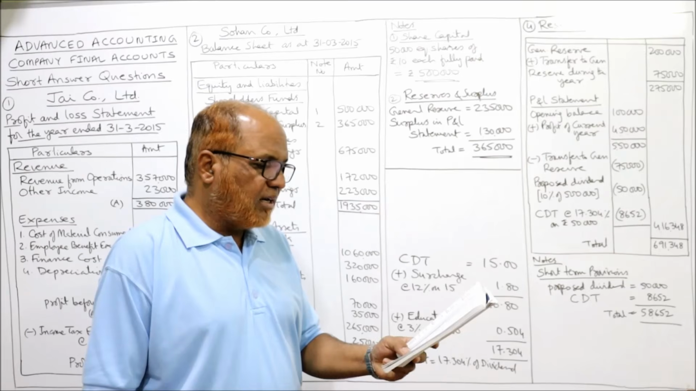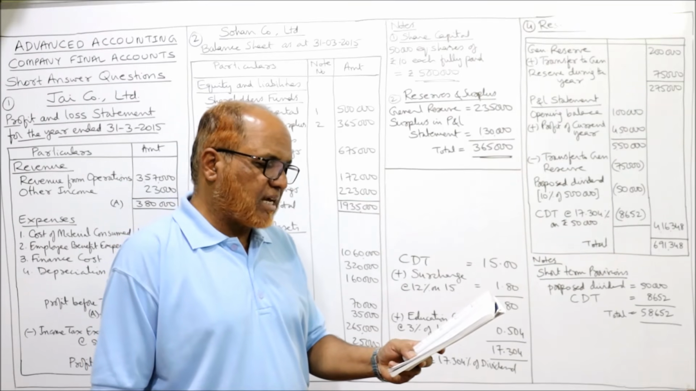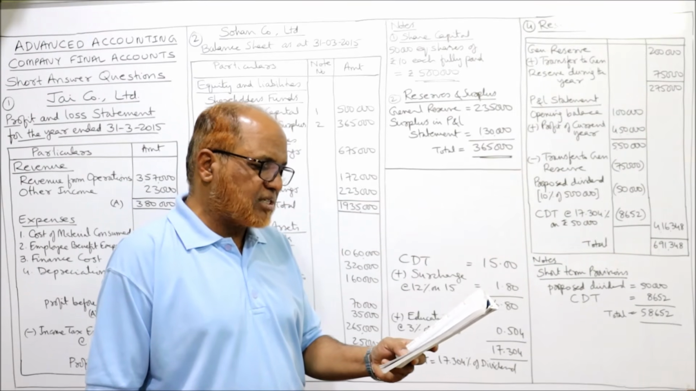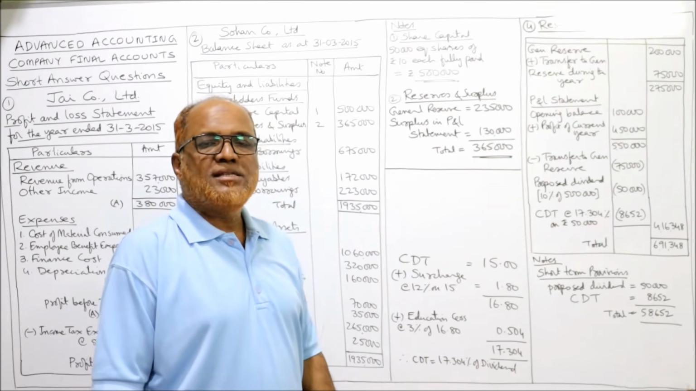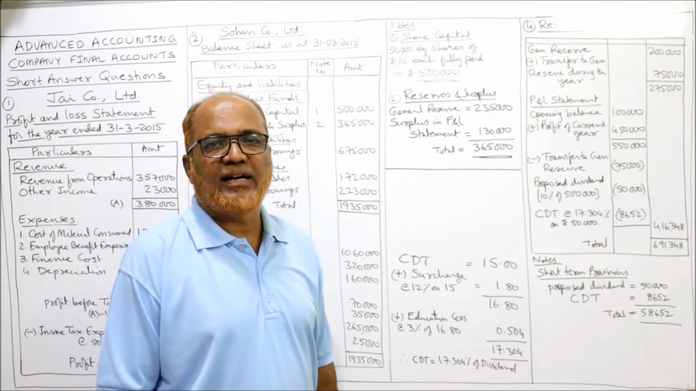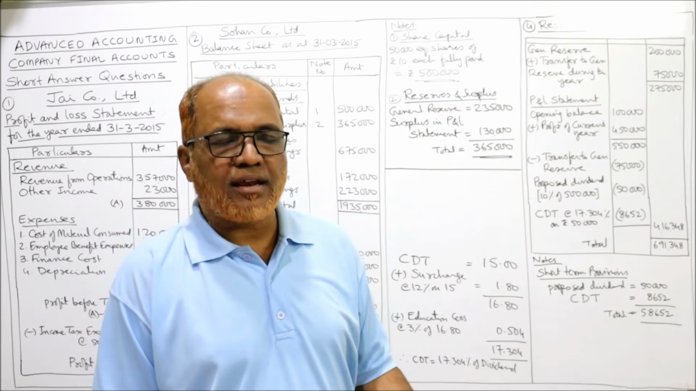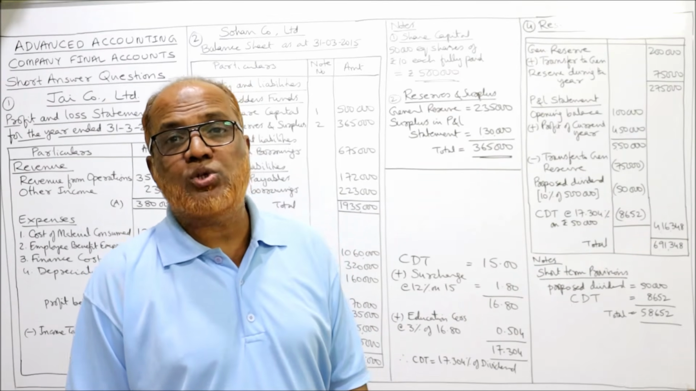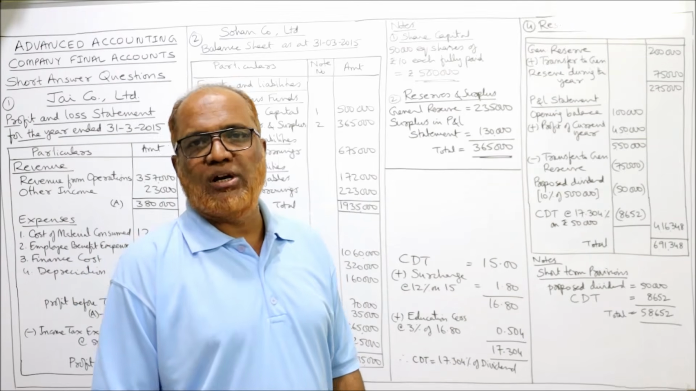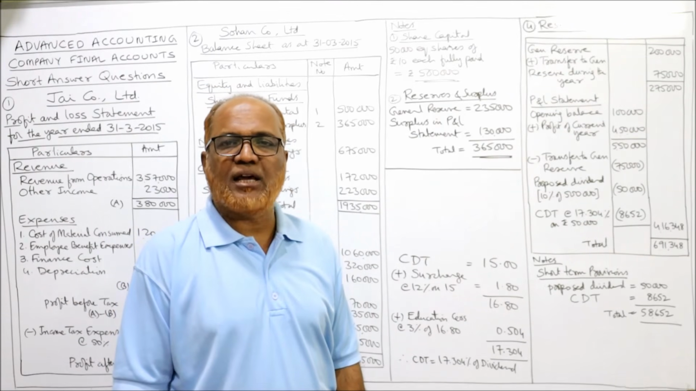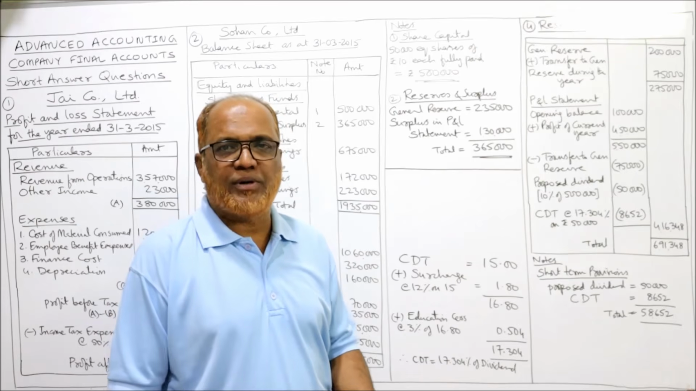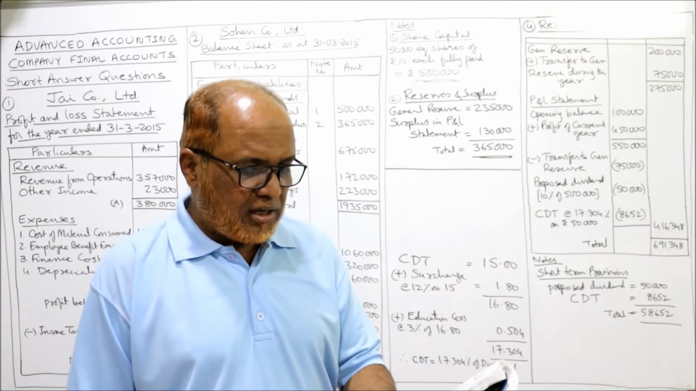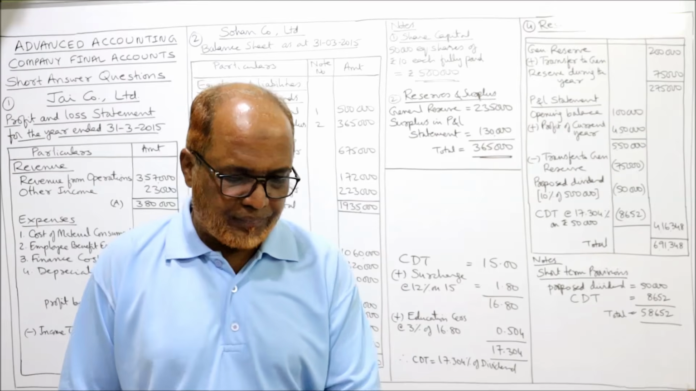Then corporate dividend tax rate 15% plus surcharge 12% plus education cess 3%. CDT, corporate dividend tax. CDT rate is given 15%. This CDT will be calculated on the proposed dividend. On the proposed dividend we will calculate CDT at 15%, surcharge 12% and education cess 3%. Ignore grossing up of dividend. That's it.